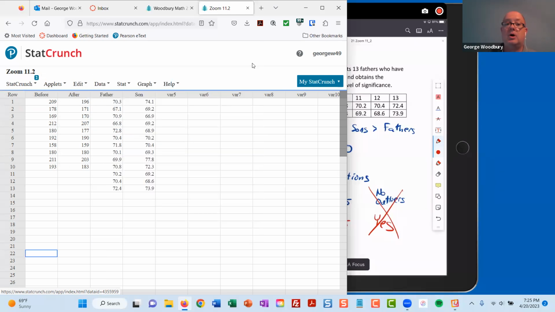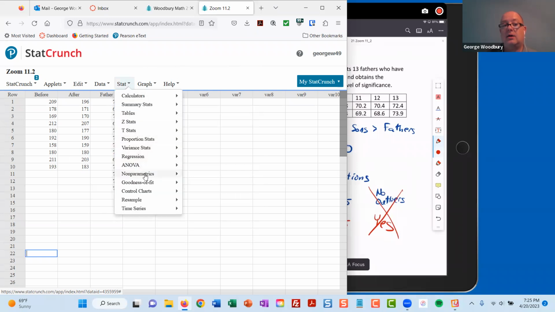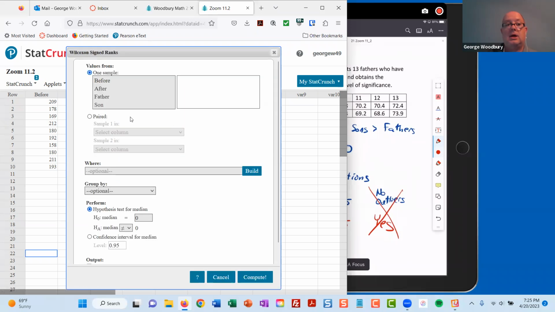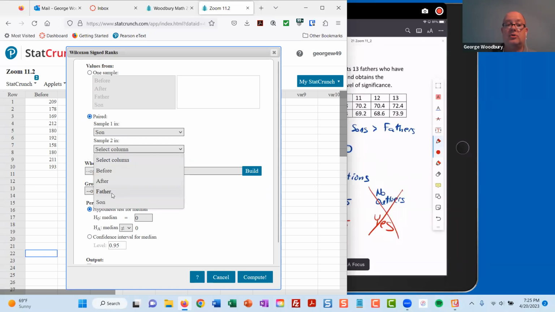All right, back to the problem that we were on. The calculations, Stat, Nonparametrics, Wilcoxon. Click on paired, because this is a paired test. Sample 1, again, is under son. Sample 2 is under father. For H0, don't change the 0, but change HA to match the sign we picked. Like that. And notice right in here, it says median, right? It's changed from mean. Click compute.